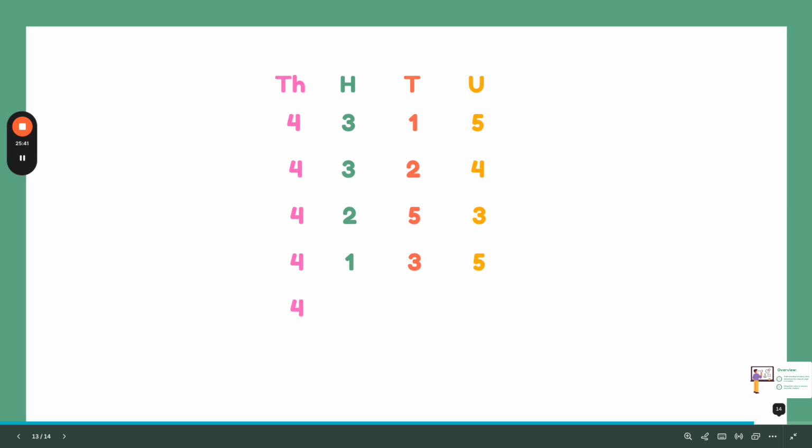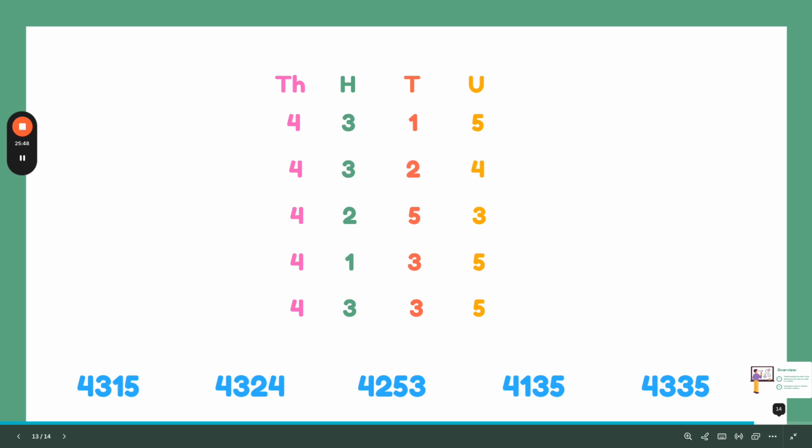So if we wanted to put our numbers in their respective columns, our first number was 4,315, then 4,324, 4,253, 4,135, and 4,335. So these are full numbers. This is the first number, the second number, the third number, the fourth number, and the final number at the bottom.